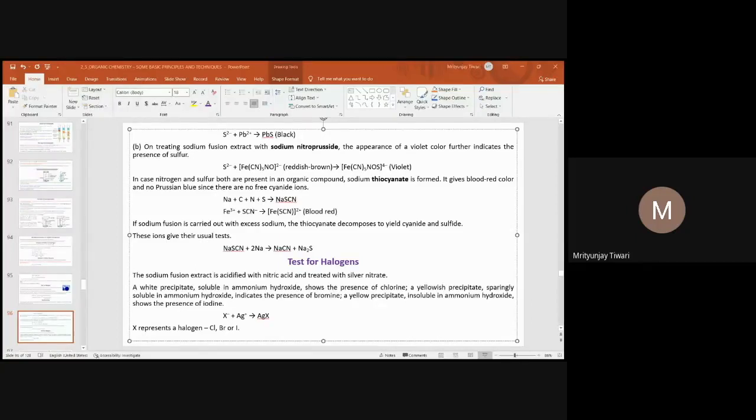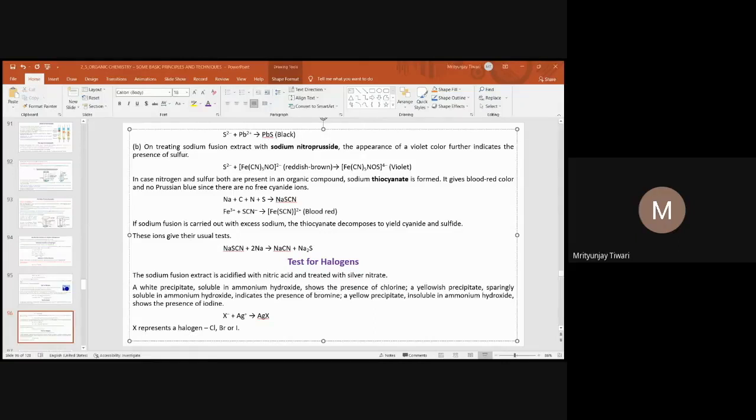The compound is heated with an oxidizing agent, which could be sodium peroxide. So the sodium fusion extract is not used for the test of phosphorus. We again use the compound itself. The pure compound is heated with an oxidizing agent like sodium peroxide, Na2O2. The phosphorus present in the organic compound is oxidized to phosphate, and the solution is boiled with nitric acid and then treated with ammonium molybdate.